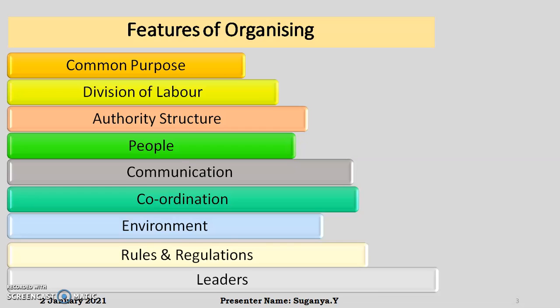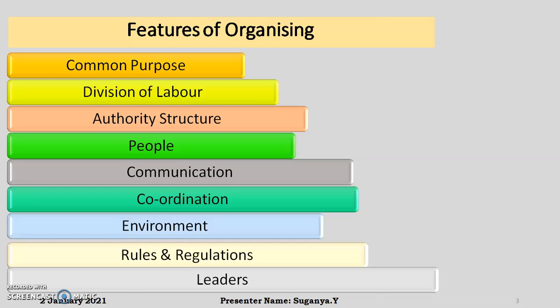And environment. As a manager, I should be aware of what is happening in the internal environment as well as in the external environment. According to the requirement, I should start making changes in my plan and in my job. Next one, rules and regulations. I should strictly follow the rules, regulations and policies formulated by the top management before doing or implementing any job inside the company.